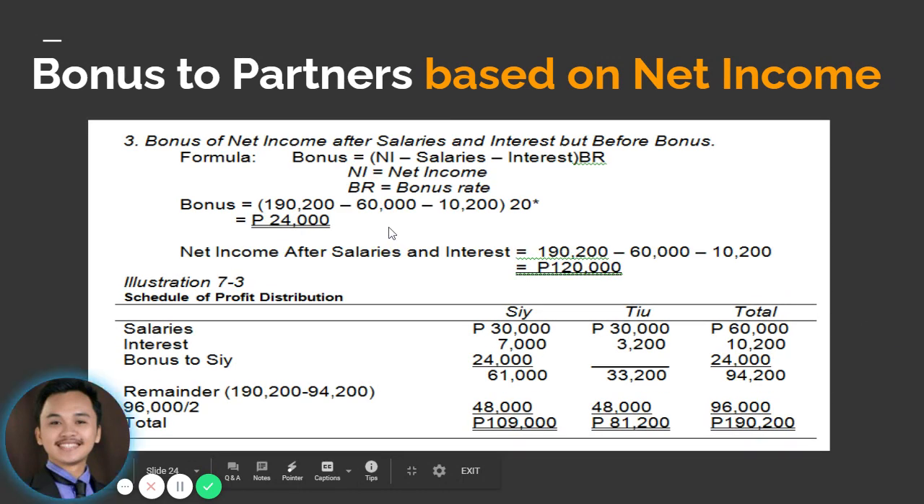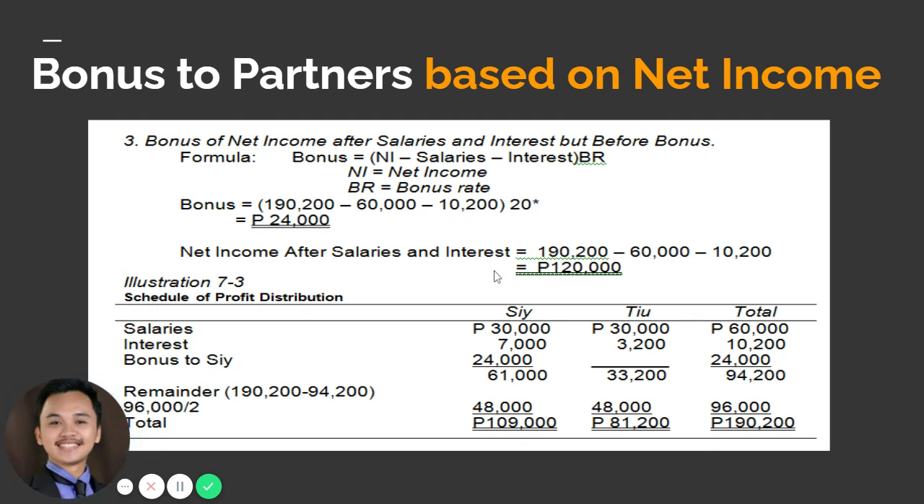Next, bonus of net income after salaries and interest but before bonus. So this time, before bonus but after salaries and interest. We also have the formula to compute the bonus in this particular agreement. So we have net income minus salaries minus interest times bonus rate. So we have net income of 190,200 minus salaries of 60,000 minus interest of 10,200 times 20% bonus rate.